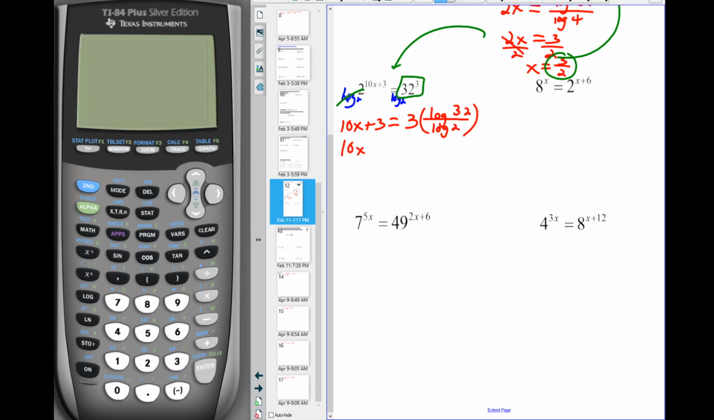So 10x plus 3 is equal to 3 times 5. Log 32 divided by log 2 is 5. So 10x plus 3 is equal to 15, minus 3. 10x is equal to 12. Divide by 10. X is 6 over 5. If you put 1.2, that's okay also.